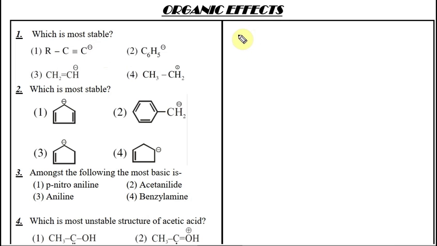When you have S character, as we have seen before, S character is proportional to electronegativity. Electronegativity is proportional to stability of an anion. Why is that? Because if a carbon has a negative charge and is attached to an electronegative atom, it can pull electrons towards it. So this negative charge is pulled inside and dispersed, meaning more stability.